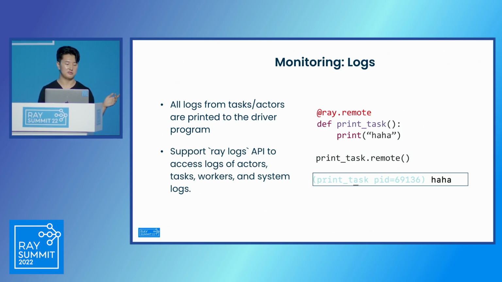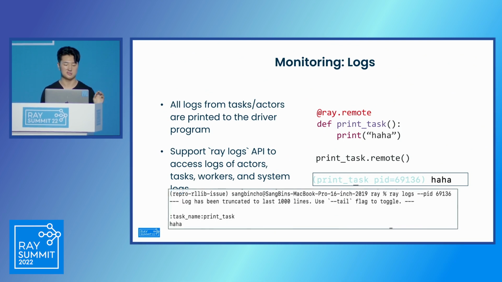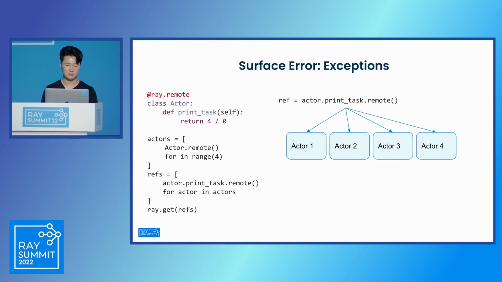And this is a new feature in Ray 2.0: you also have a Ray log API to access logs of actors, tasks, workers, and other system logs. As you can see here, you just specify the same PID from the driver, and you're able to see the same log through the CLI API after a task or actor is over. Okay, so now you can monitor your application.